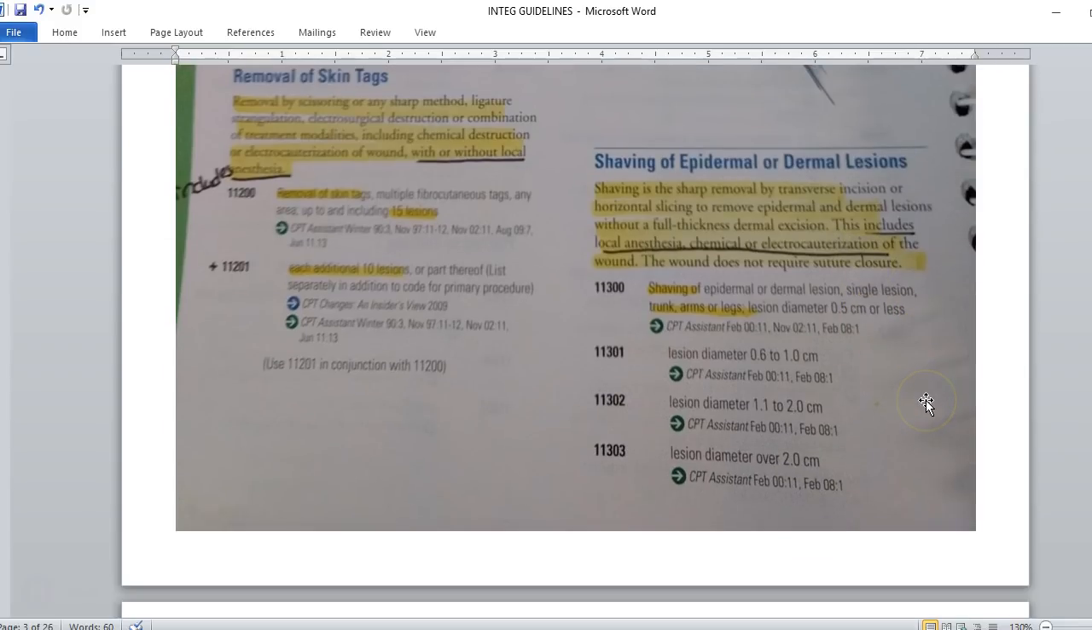Now, let's talk a little bit about what shaving is, okay? So they tell us shaving is the sharp removal by transverse incisions or horizontal slicing to remove epidermal and dermal lesions without full thickness dermal excisions, okay? This includes local anesthesia, chemical or electrocauterization of the wound, and the wound does not require suture closure. So sometimes what we want to do is we want to just shave off the lesion itself. Sometimes we do this with warts, but we have all different types of lesions where shaving it, which again, we're going across, we're cutting across. And what we do is, again, we're not suturing this. We can seal it with the hot electricity pens or with a chemical that will stop the bleeding.